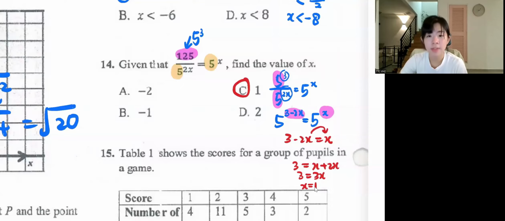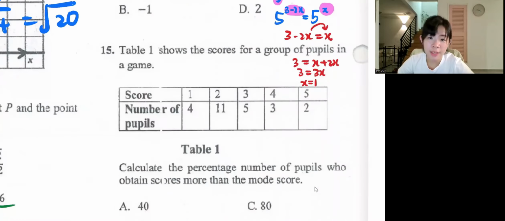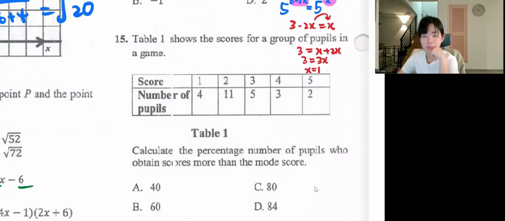So the answer is C. Understand or not? For index questions, the most important thing is to change everything to the same base so that you can compare left and right to find out the power. Okay, 15. Look at this question.